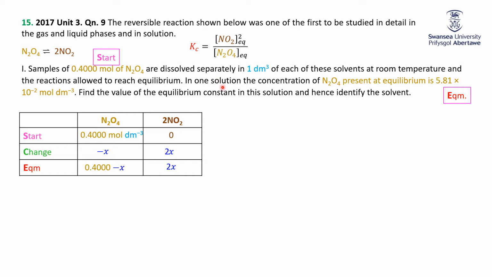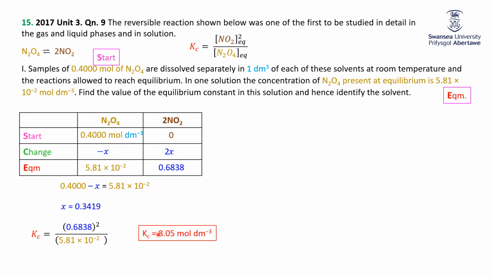And indeed, we look a little bit further in the question and we see that at equilibrium, the N2O4 is 5.81 times 10 to the minus 2. In other words, 0.4 minus X, which is the equilibrium N2O4, is 5.81 times 10 to the minus 2. Mess around with that. That gives us X is 0.3419. Replace everywhere we see an X in the equilibrium line by 0.3419, and so this was 2X, so it becomes 0.6838. Plug those into the equilibrium constant expression, and we find that Kc is 8.05 moles per cubic decimeter.